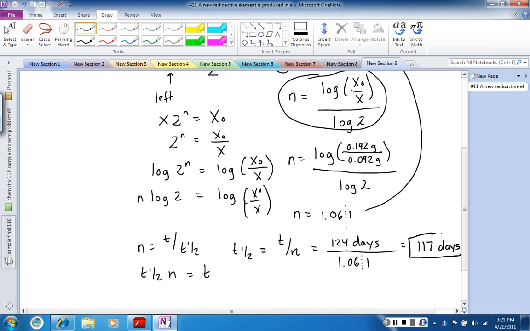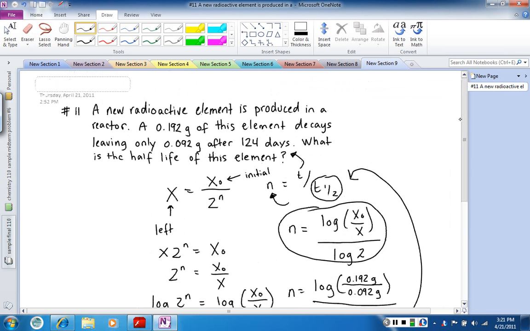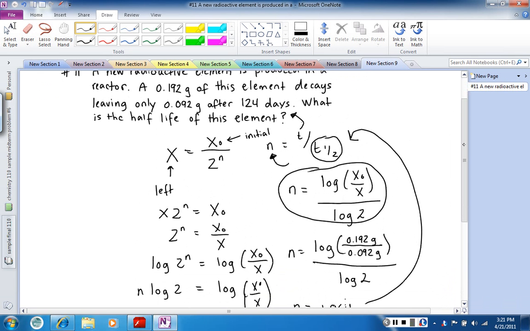So this is the half-life problem. This is number 11 of the sample final.